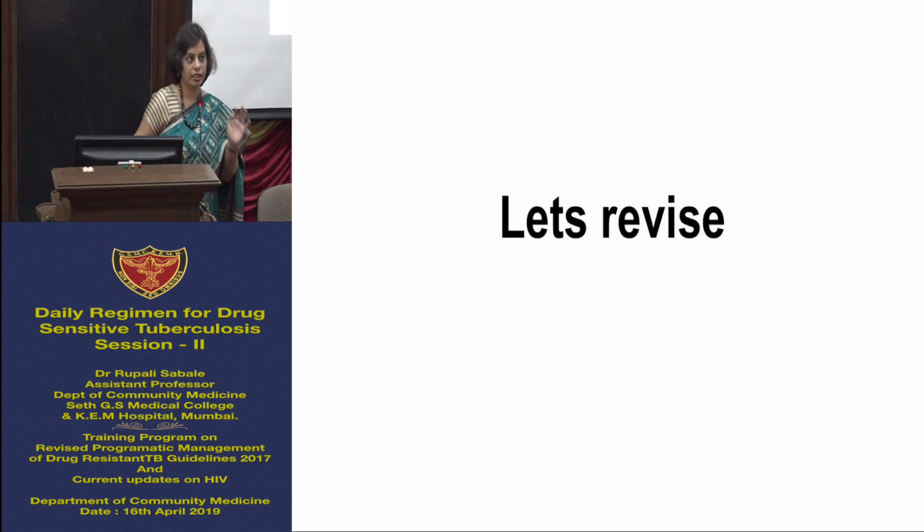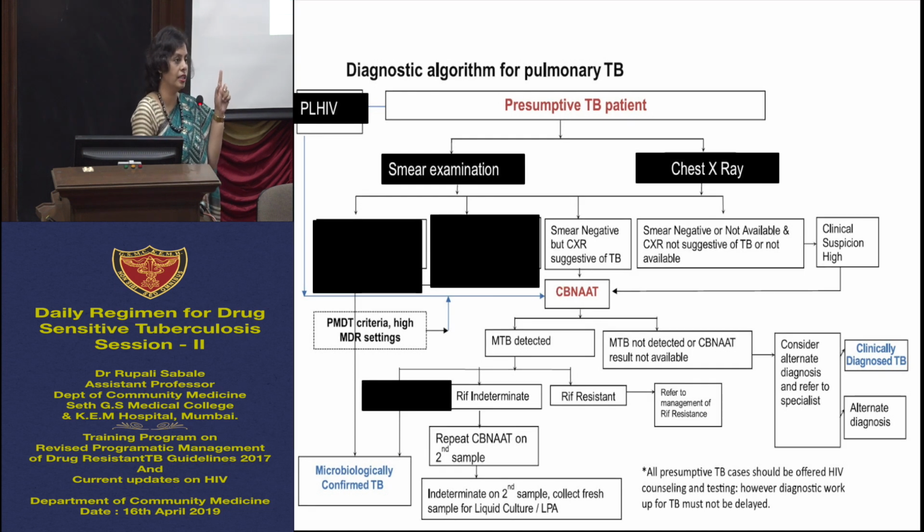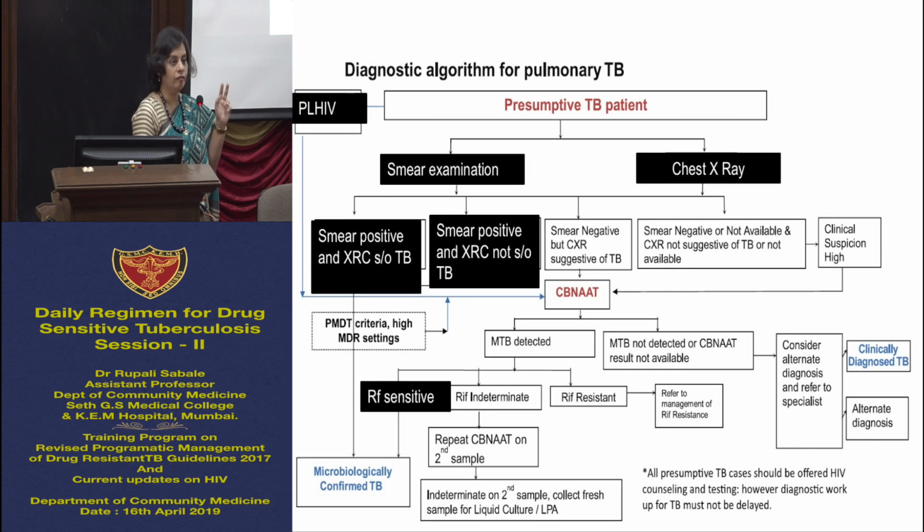Now let's revise all these algorithms. Coming first to pulmonary tuberculosis, what is the investigation of choice? Chest X-ray and smear. And what is to be asked immediately? HIV. Okay. So immediately we have to ask whether the patient is HIV positive, and the investigation of choice is smear examination and chest X-ray. In which cases do we label it as microbiologically confirmed tuberculosis?